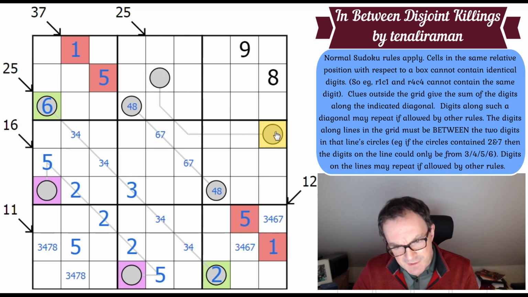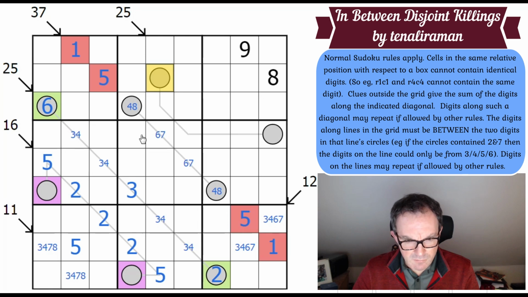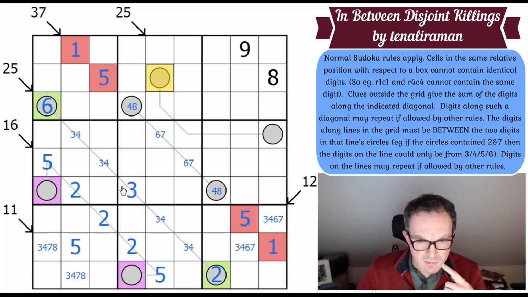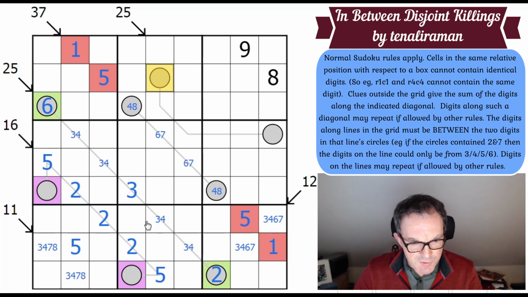I can see this square can't be a 1. Is there a reason this square can't be a 1? I don't think so. So, sorry, I think I'm missing something here. Well, I'm sure I'm missing something, I just don't know what it is.